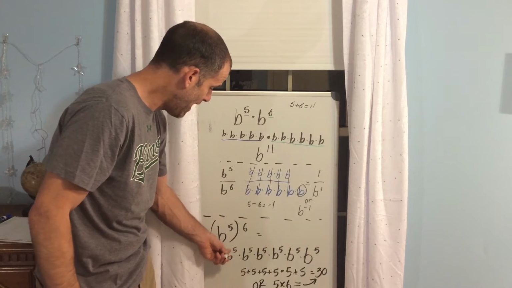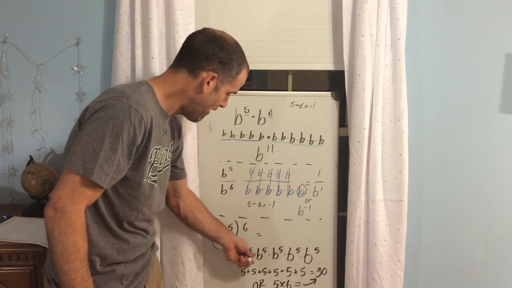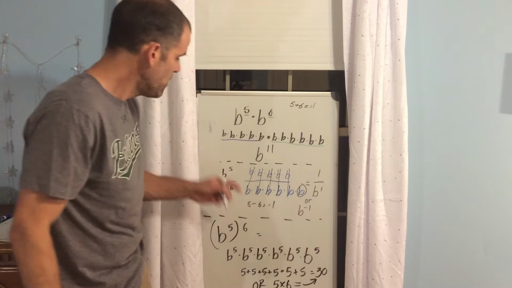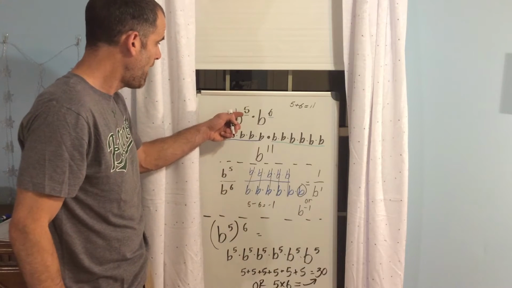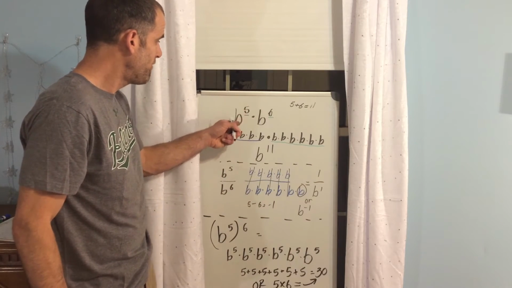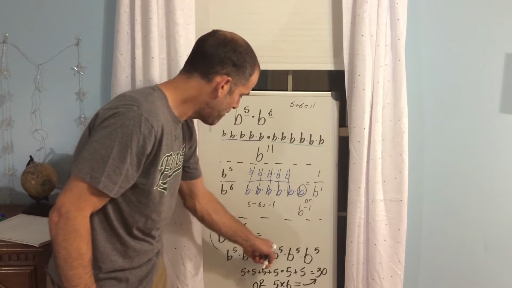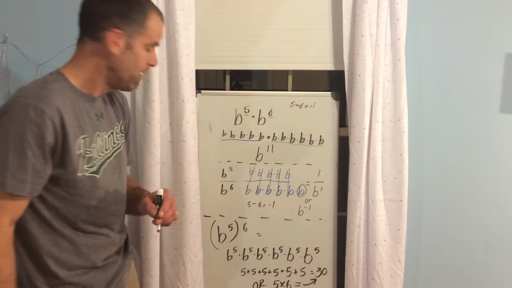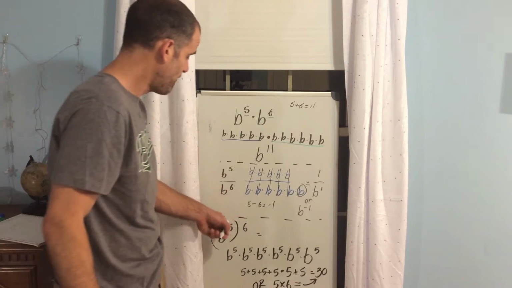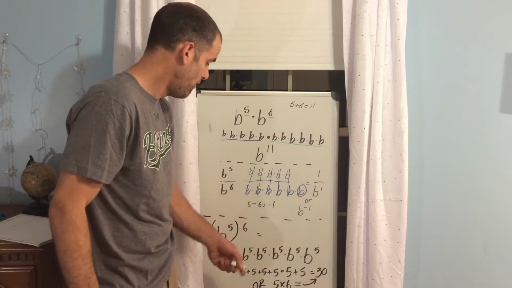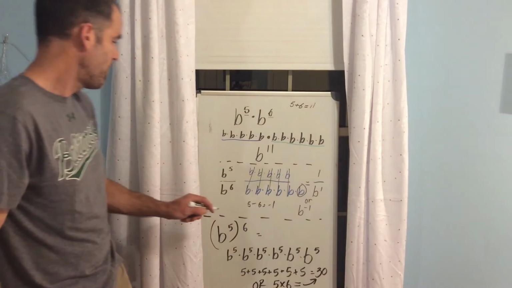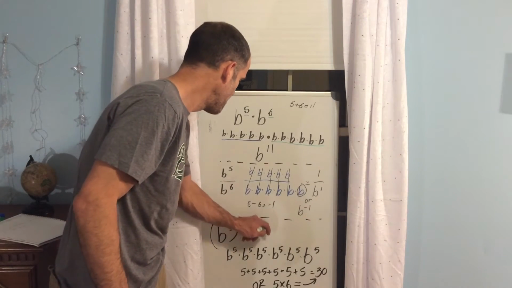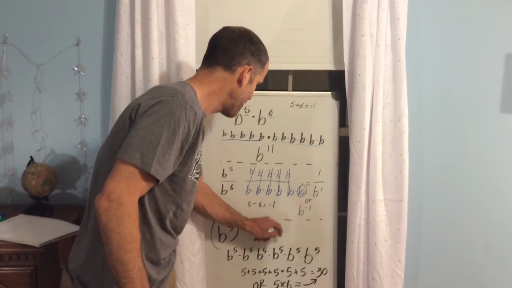The last problem on here, b to the fifth power raised to the sixth power. That means I write out 6 b to the fifth powers. When I am multiplying exponents that have the same base, I just add the exponents. 5 plus 5 plus 5 plus 5 plus 5 plus 5 is 30. Or another shortcut to that is 5 times 6 equals 30. So, my answer here is going to be b to the 30th power.